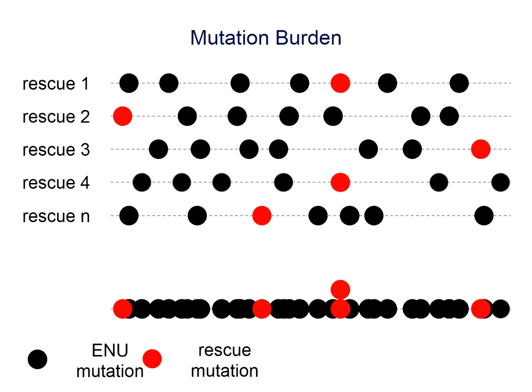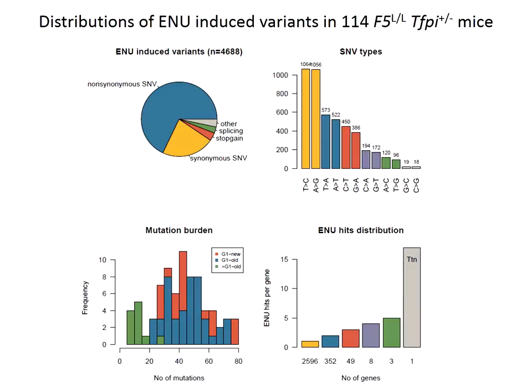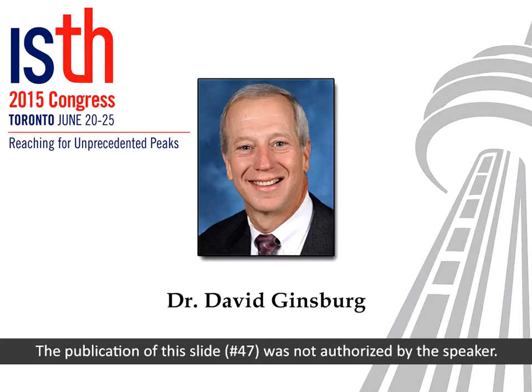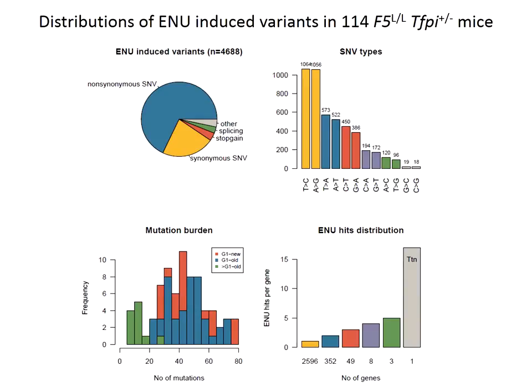So we've now analyzed, we just completed whole exome sequence analysis of 114 of these suppressor mice, mice who survive with this lethal phenotype. We see the expected types of ENU mutations, it fits with what we'd expect from ENU. When we do a statistical analysis, here are all the genes and the number of variants they have. An important thing we have to do is correct for gene size, because that turns out to be an important factor. This one gene here was a real outlier.